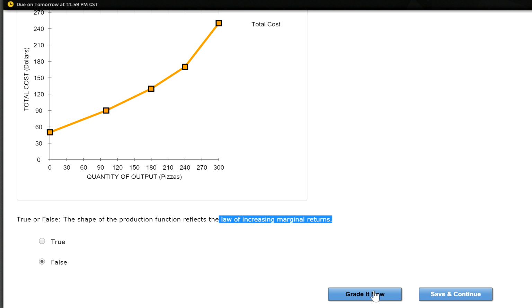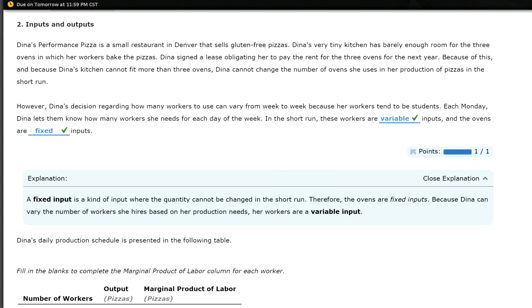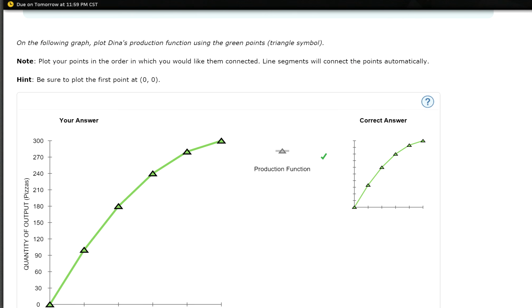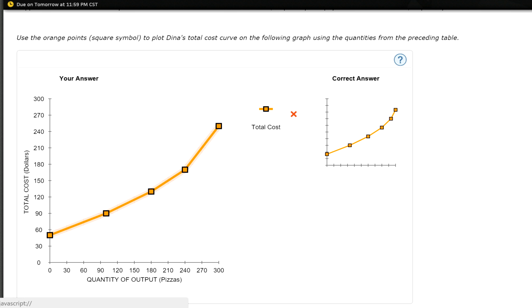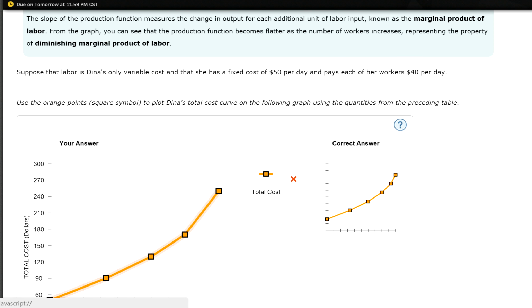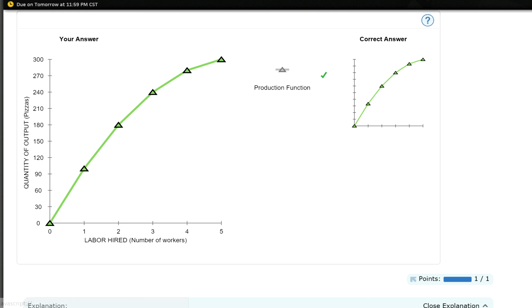Click over here and grade it now. Cross our fingers, cross my fingers, and cross everybody's fingers. We're good, and oh no, what happened? Great. I missed one. That's amazing. I shouldn't get it wrong.